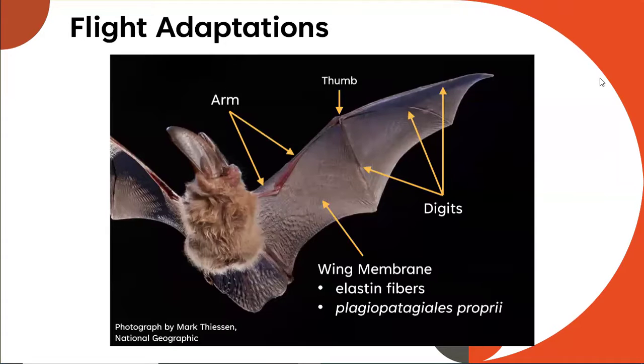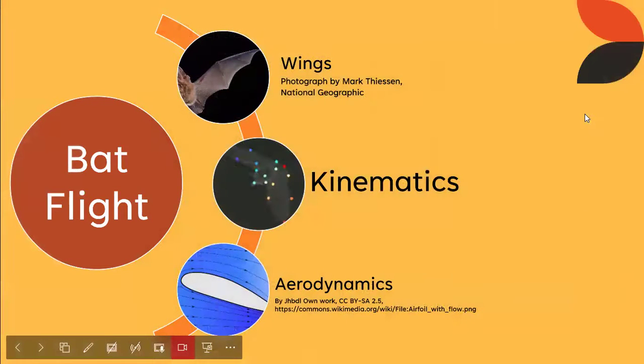There is some lag. There we go. So when we're studying bat flight, there are three major areas that we like to look at. We look at the wings, which we just talked about. We look at the kinematics, which is describing how this bat is moving and how that relates back to how it accelerates, its point properties. So how fast is it moving, how is it accelerating, which direction is it moving, all those kinds of things. And then we also have to look at aerodynamics, which is how the air is moving around the wing, and how that affects the flight.